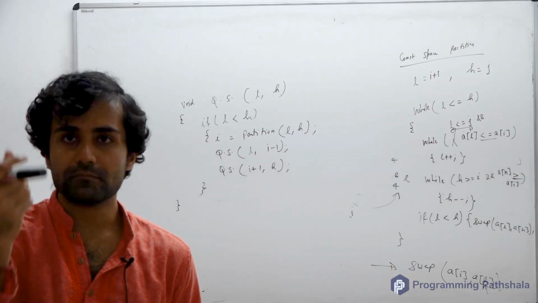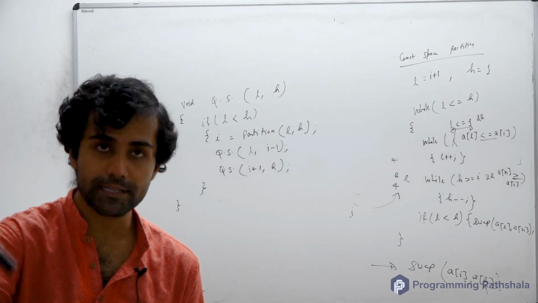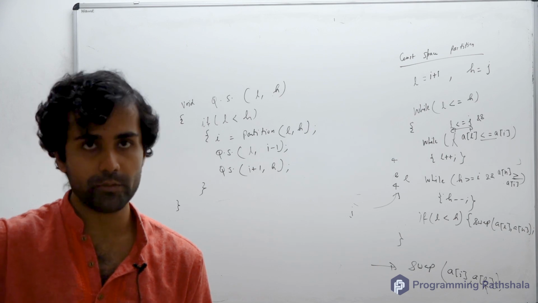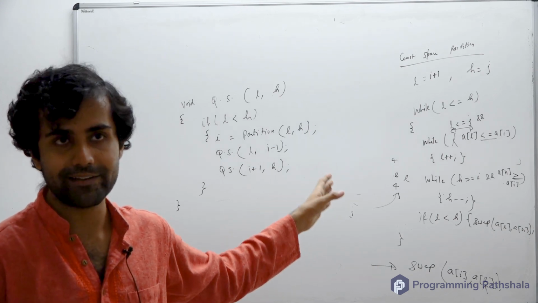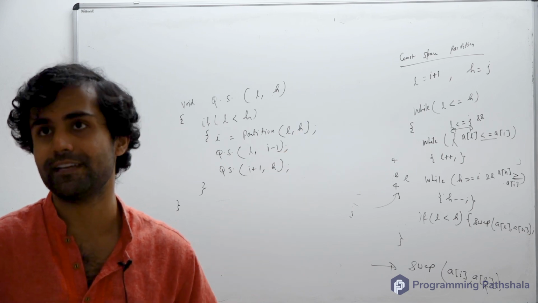You want to terminate for empty arrays, and you also want to terminate for arrays that have just one element. In a one-element array, L will be equal to H. So you are not doing anything for L equal to H and L greater than H. You are only doing something for an array whose size is greater than 1.